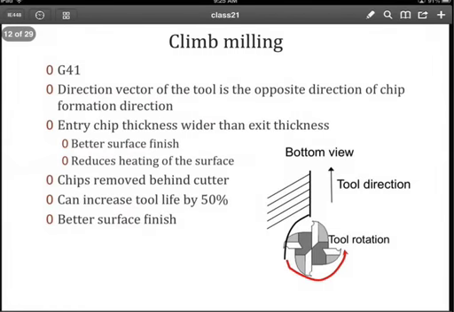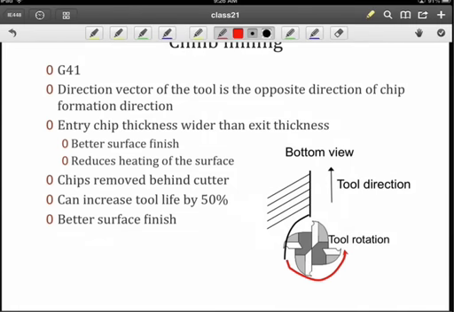Climb milling, on the other hand, again looking from the bottom of the tool, the cutting surface is entering at the top here of the workpiece and then rotating into the material. If you look at it from your CNC code, this would correspond to a G41, where again we are to the left of the workpiece looking from the top.